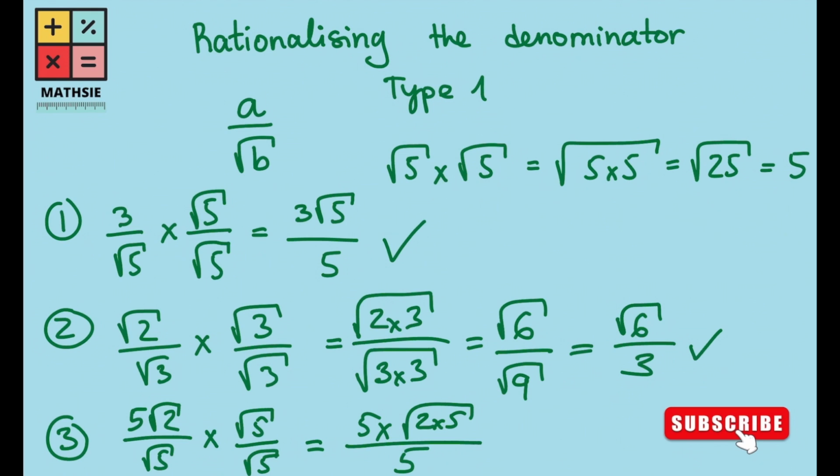Now what I can see is that I can cancel these two 5s. And then my final answer would be just the square root of 2 times 5, which is the square root of 10. And now I've also rationalized it, because in the denominator, remember that the square root of 10 is the same as square root of 10 over 1. So I still in the denominator have 1, which is a whole number, not a surd. So we've also rationalized this one.